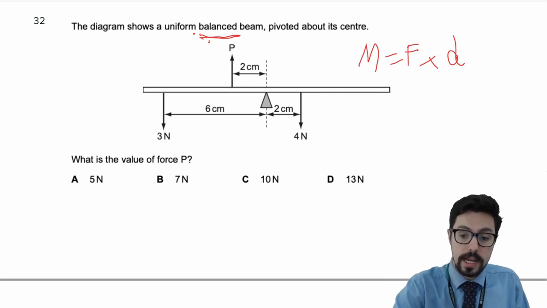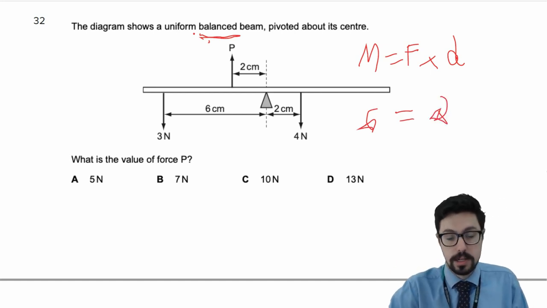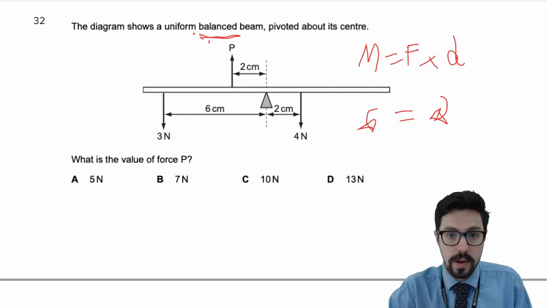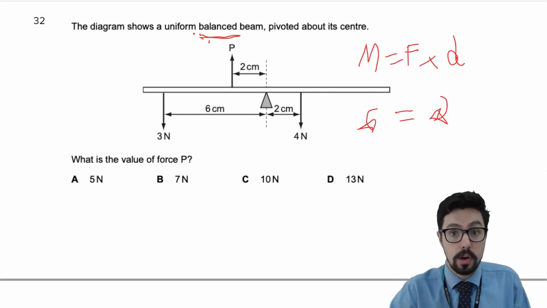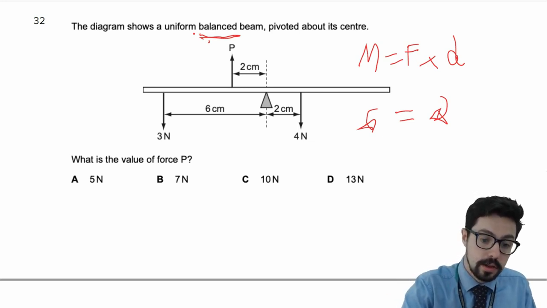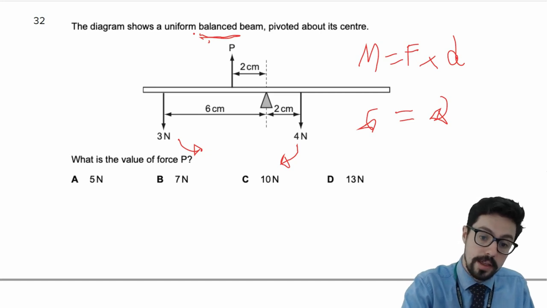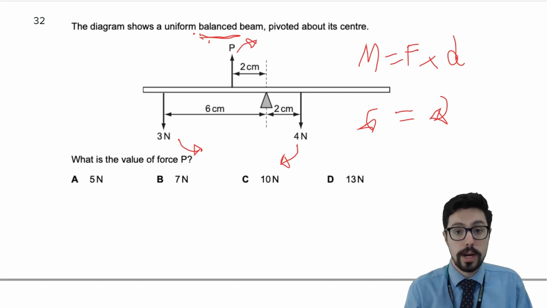And we need this idea that our total anti-clockwise equals our total clockwise moments. Sorry, my arrows aren't drawn very well on the iPad. Okay, so let's think about which forces are turning it clockwise and which forces are going anti-clockwise. So we can see this 3 Newton force is turning it anti-clockwise. This 4 Newton force is turning it clockwise. And this force P is also turning it clockwise.